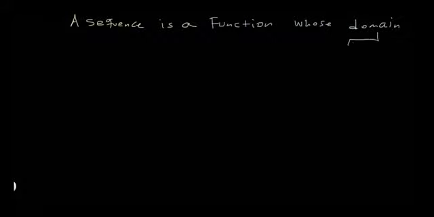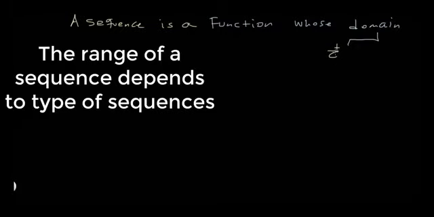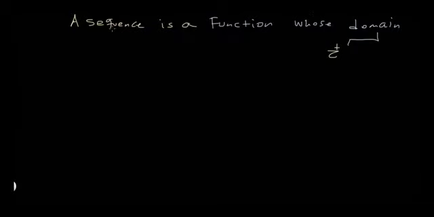Whose domain is positive integer, if the sequence is an infinite sequence. Okay, if it is an infinite sequence, the domain will be positive integer, which means you have 1, 2, 3, up to, and again it's just continuous.